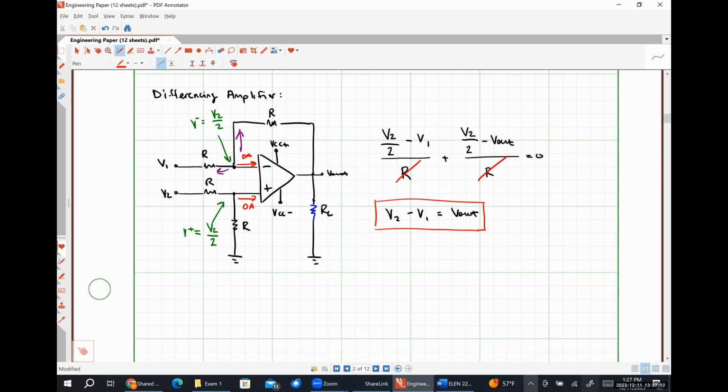All right, any questions regarding a differencing amplifier? Pretty straightforward. All right, so we've talked about amplification, attenuation, addition and subtraction. We can't do multiplication or division with a single op-amp stage. So now let's talk about calculus with op-amps, particularly differentiation and integration.